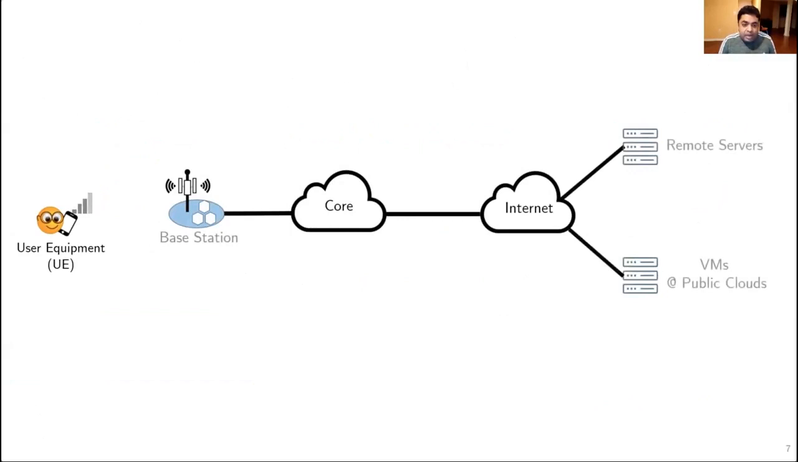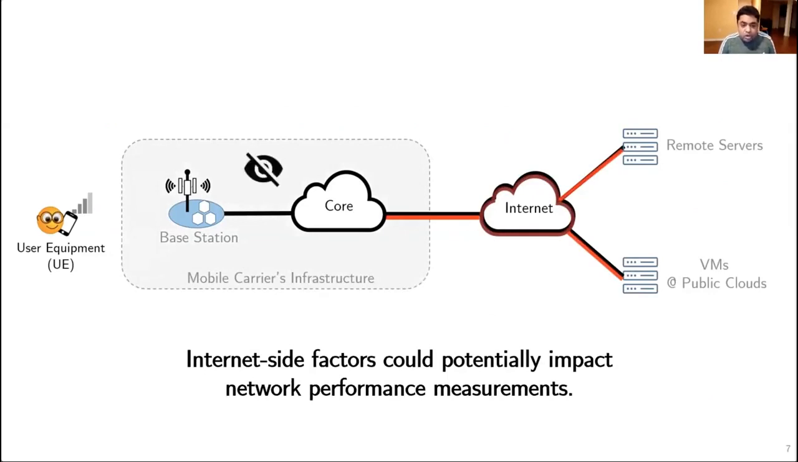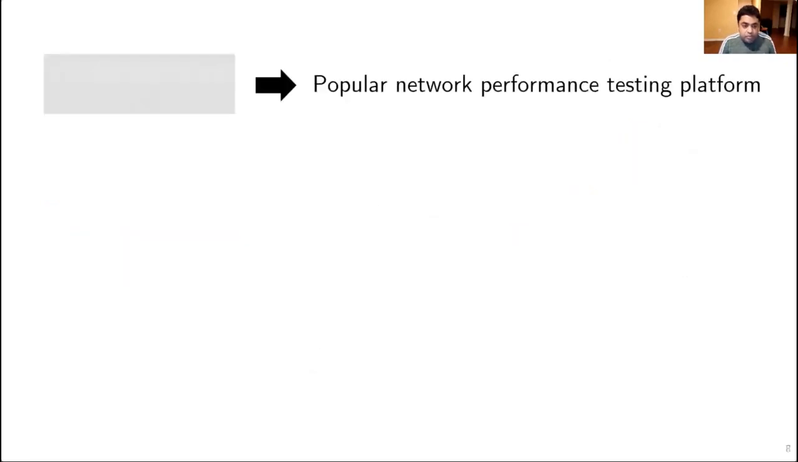Prior work has typically deployed virtual machines in public and private clouds to conduct end-to-end network performance tests. However, due to the known ultra-high bandwidth capacity of 5G, the internet can become a bottleneck affecting our experiments. Our goal was to understand the network performance provided by the carrier's infrastructure in different 5G deployments. But academic researchers like us do not have visibility into the mobile carrier's infrastructure and the policies enforced by them. To overcome these challenges, we take the following approach.